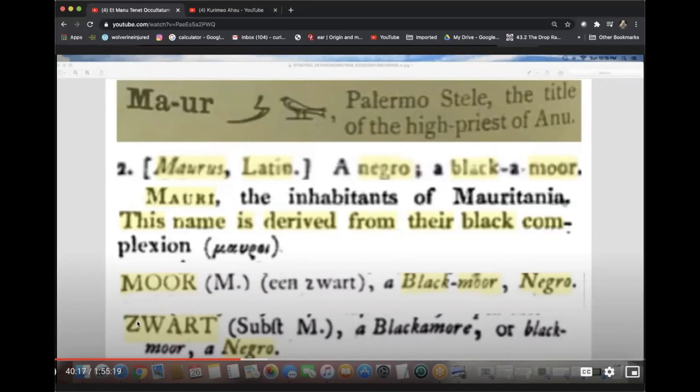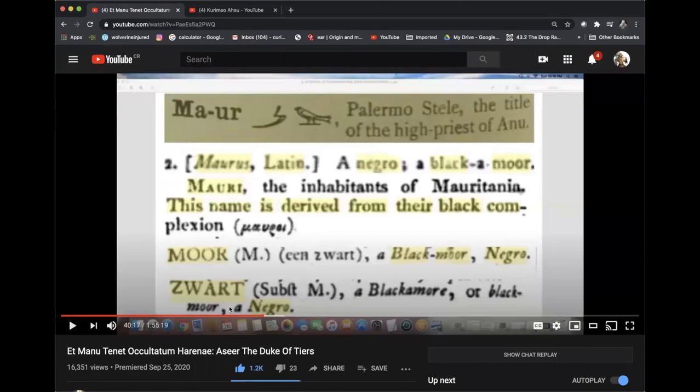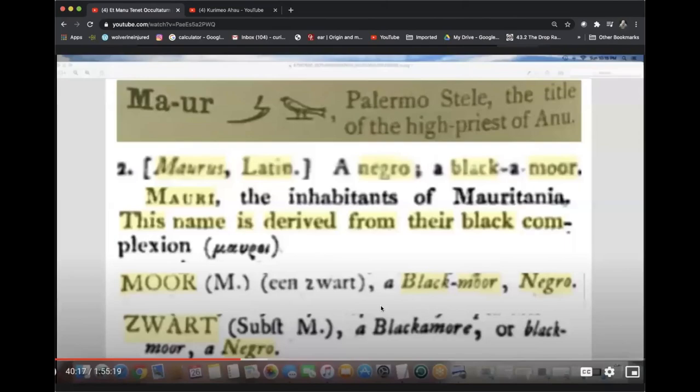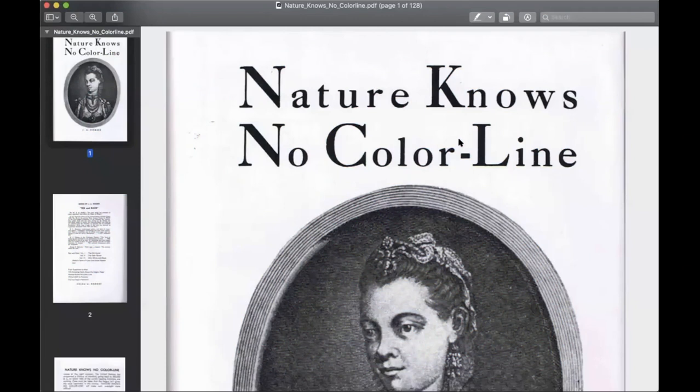Negro, all right. A lot of people making fun of that. Asir the Duke is showing you Schwartz means Negro. Asir the Duke is telling you Schwartz, all right. And then he's breaking it down, how deep it goes, how ancient it goes. All right, so we're gonna read from this book now.